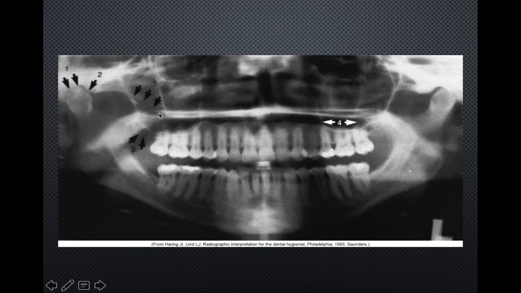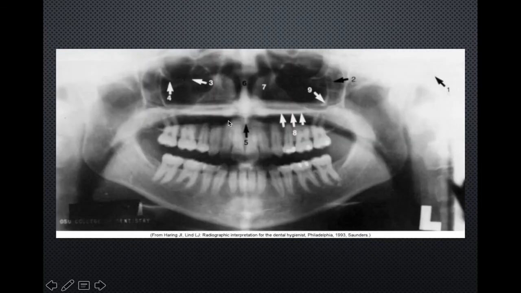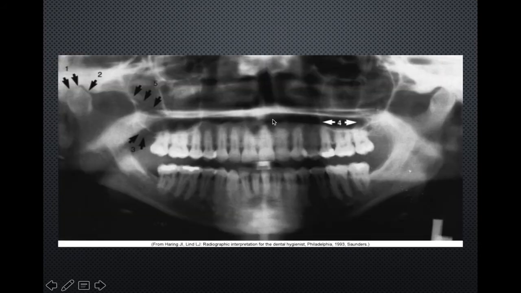And then number 5 here is, again, not the best image of this, but it should be the zygoma. So on this image, remember the last one we looked at. Look how easily we can see our anterior nasal spine here. It is not as clear here. So again, we can't always see everything on a panoramic.